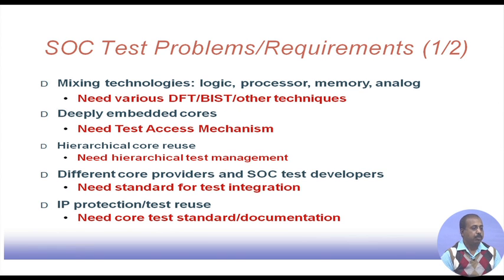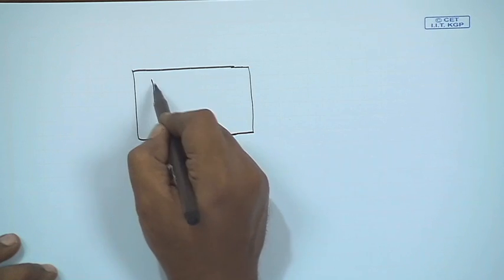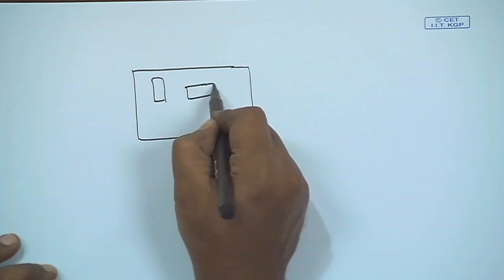So what are the SOC test problems or requirements? First of all, what is SOC? System on chip based design is a step ahead of board level design. As I have told, in a board level design we get different chips from different vendors and we integrate them on a board. Now, if I have a board, then maybe on this board I have put a number of chips, and these are various chips that we have.